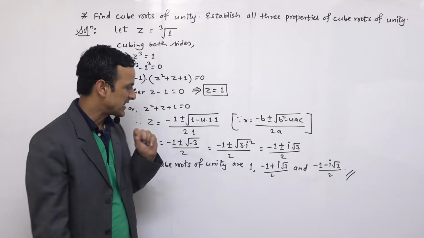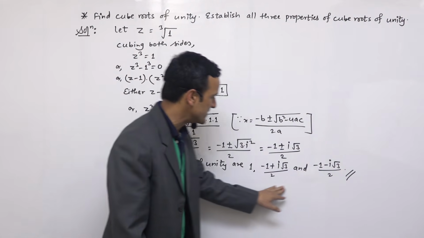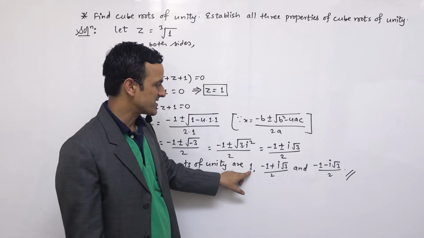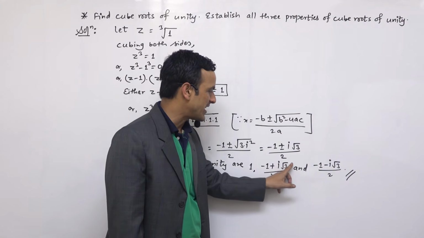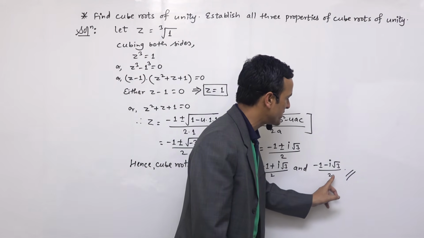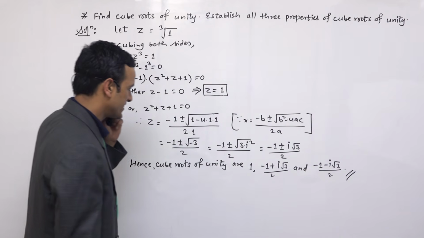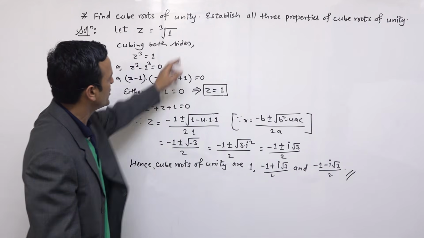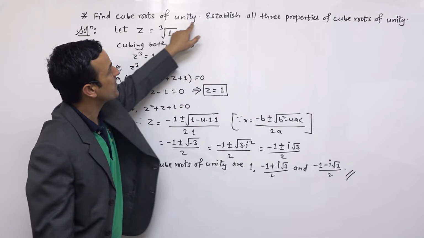1 को cube root निकाल्दा हामी तीनटा यसरी सल्युसनहरु आउँछ. 1 को cube root 1 हुन्छ, another one minus 1 plus i root 3 by 2. Next one is minus 1 minus i root 3 divided by 2. So this is the answer of cube root of unity. So it is the solution of the first part.